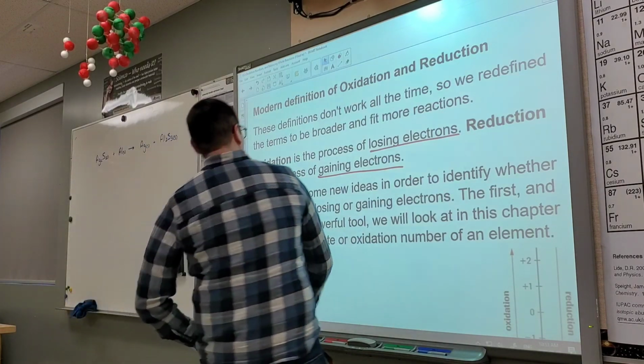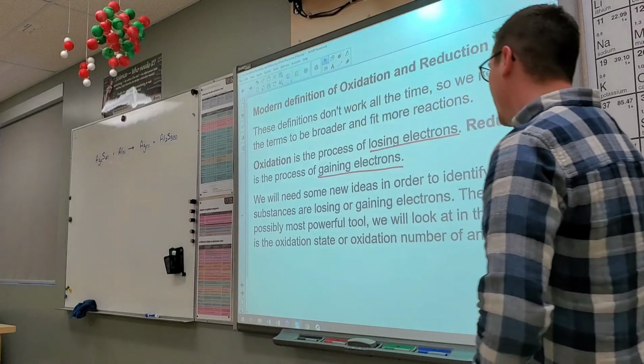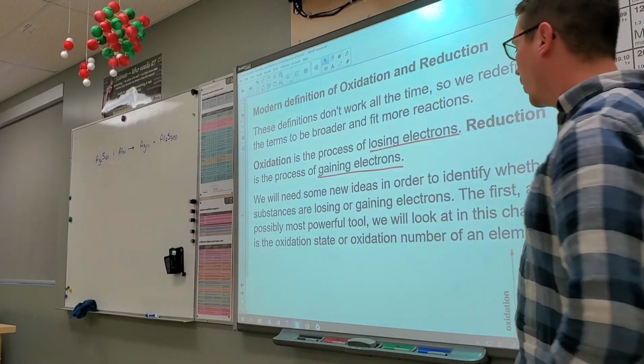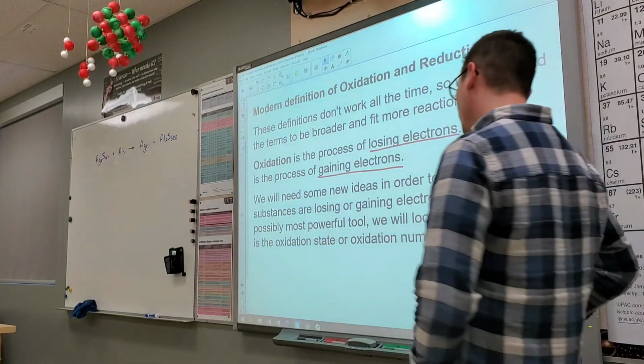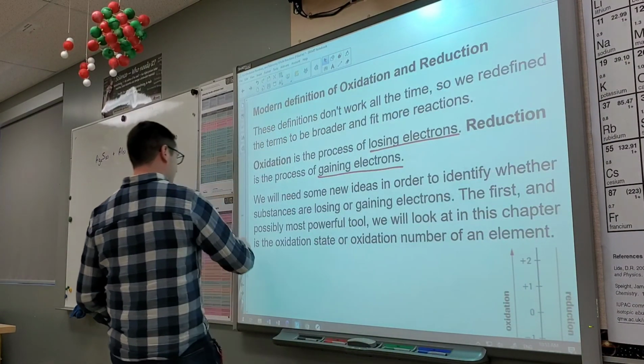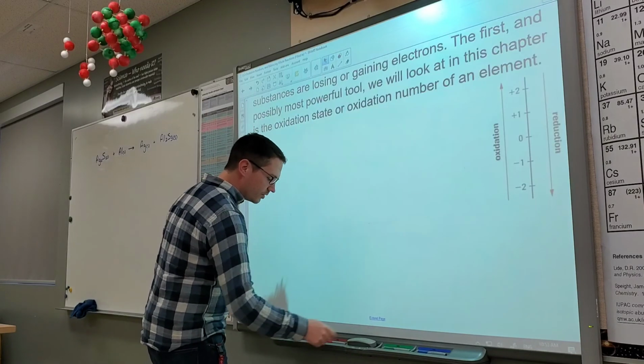We will need some new ideas in order to identify whether substances are losing or gaining electrons. The first and possibly most powerful tool in our tool belt is oxidation numbers. Now, there's something you have to remember.